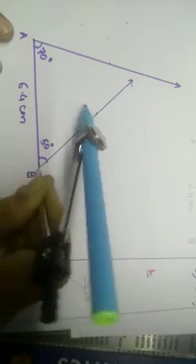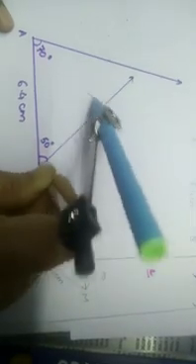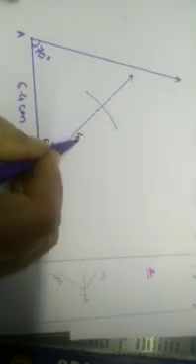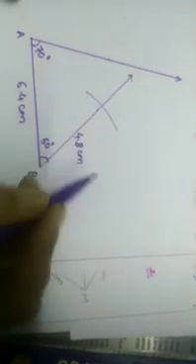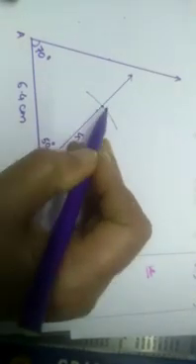Okay children, in this way I will show you now. From B, an arc of 4.8 centimeter. So this will be your 4.8 centimeter arc from B. Let us write down here 4.8 centimeter. This point is your measurement of B to C. This will be your C.